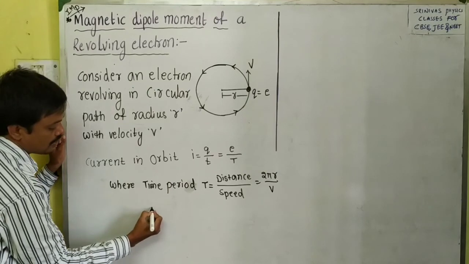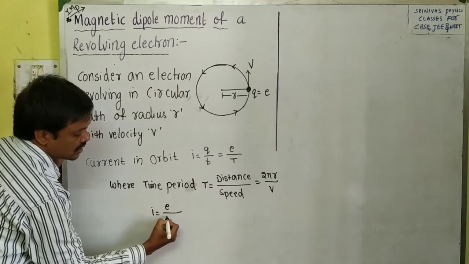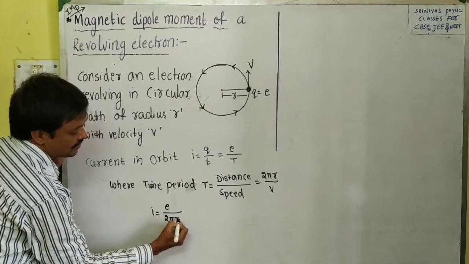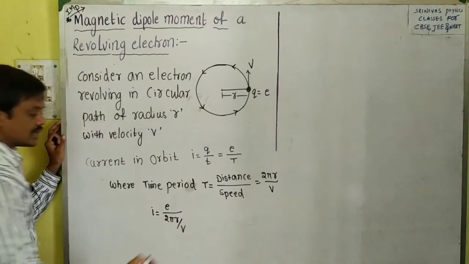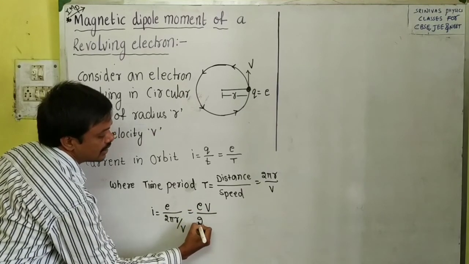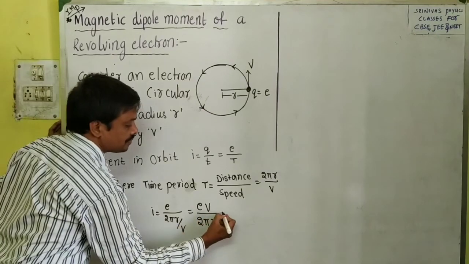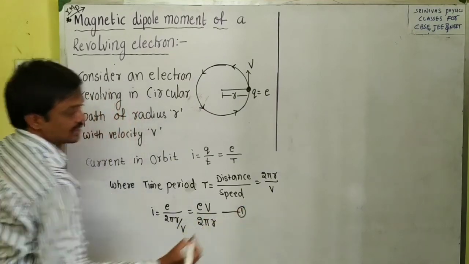Then the current formula we get is I is equal to e by T. T is 2 pi r by v, and this goes to the numerator. Then we get I is equal to ev by 2 pi r. This is the current formula. Let us take it as equation 1.